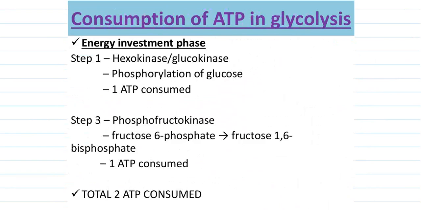Let's look at the consumption of ATP in glycolysis. Actually 2 ATP are consumed in the initial stage of glycolysis. In step 1, the enzyme involved is hexokinase or glucokinase, which phosphorylates glucose. During this process 1 ATP is consumed. Another ATP is consumed in step 3, where the enzyme involved is phosphofructokinase, and fructose 6-phosphate is again phosphorylated to form fructose 1,6-bisphosphate. So a total of 2 ATP are consumed in the energy investment phase of glycolysis.